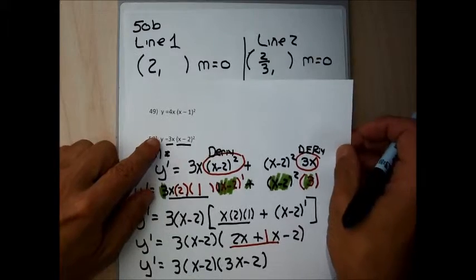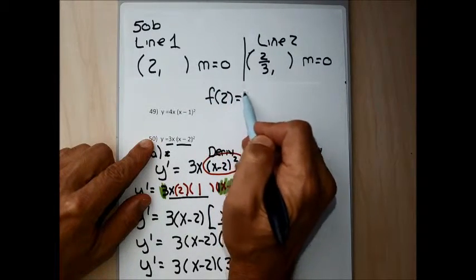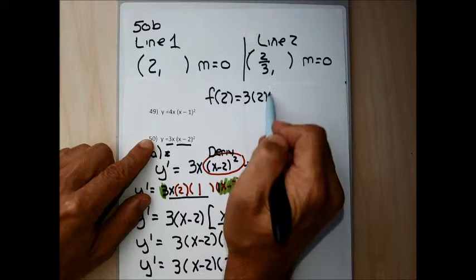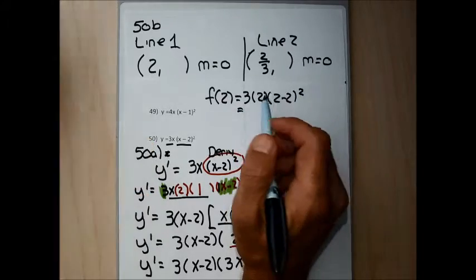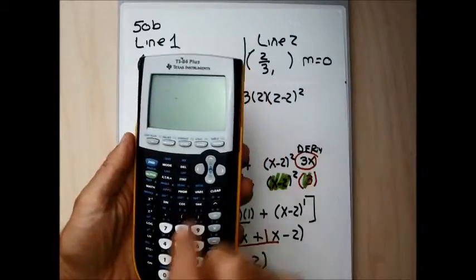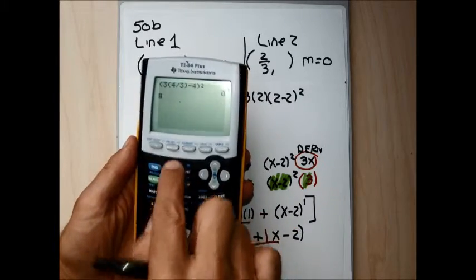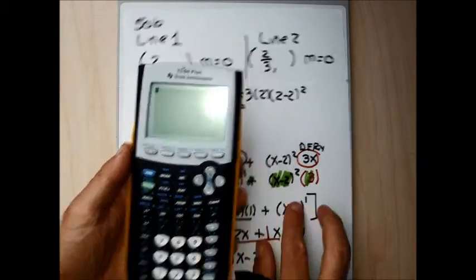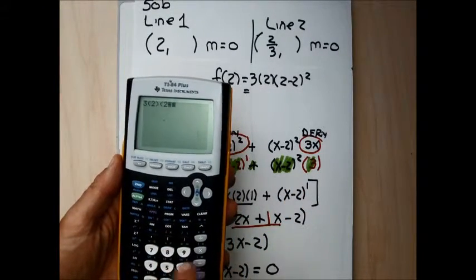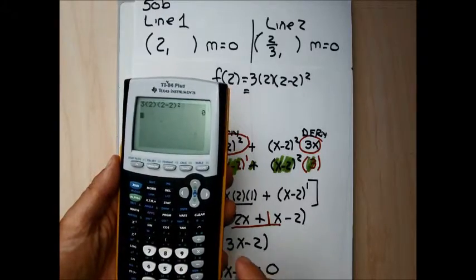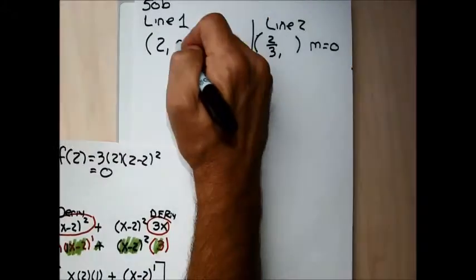So my first y I need to get is when x equals 2. So f of 2 equals 3 times 2 times (2 minus 2) squared. That's going to be 0, but I'll do it on my calculator so you can believe me. So for f of 2, I'm going to go 3 parentheses 2 times parentheses 2 minus 2 squared. That gives me a 0. That's the y-coordinate of the point next to 2.